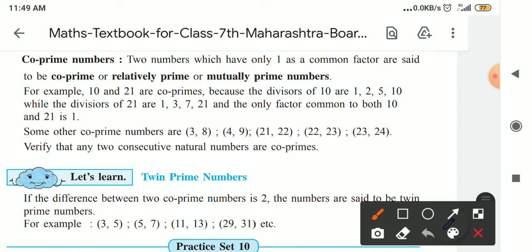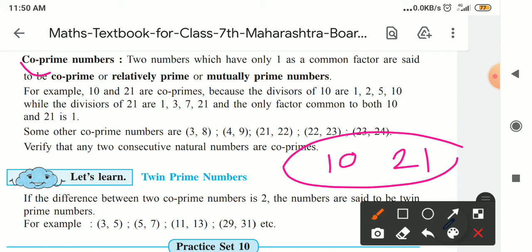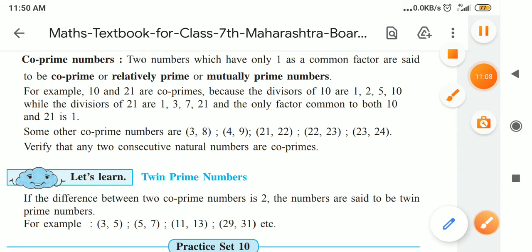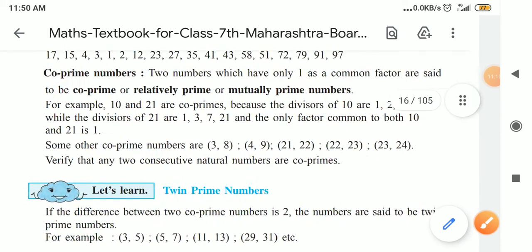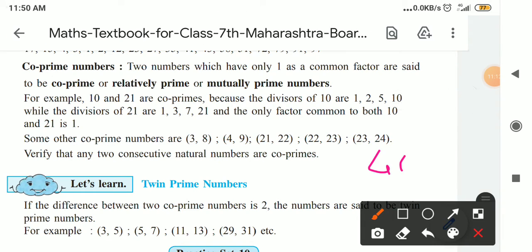So 1 is the only common factor between them. Here 10 and 21: is 10's table inside 21, or is 21's table inside 10? No. Is there any common multiple for 10 and 21? No. So these numbers are called co-prime numbers. You can take any numbers, like 40 and 41. It may be prime or it may not be prime, but these are still called co-prime. There is no common factor except 1. So these are the co-prime numbers.